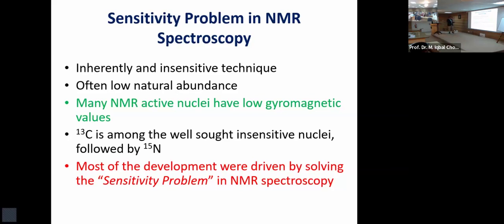Remember, I told you that NMR spectroscopy is an inherently insensitive technique. If you give me four reasons why it is insensitive, you move from Multan to Faisalabad. Four reasons why NMR spectroscopy is so insensitive as compared to UV, IR, mass spectrometry, Raman spectroscopy, X-ray crystallography, X-ray powder diffraction, so many of those.